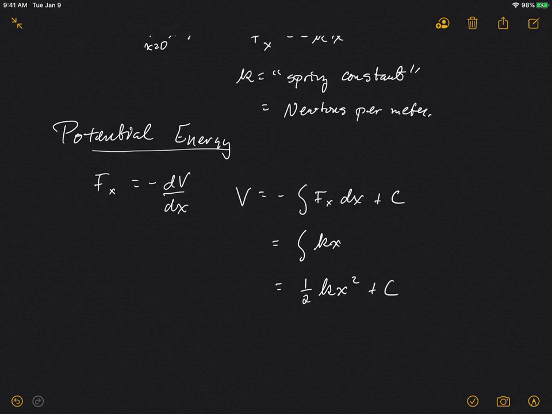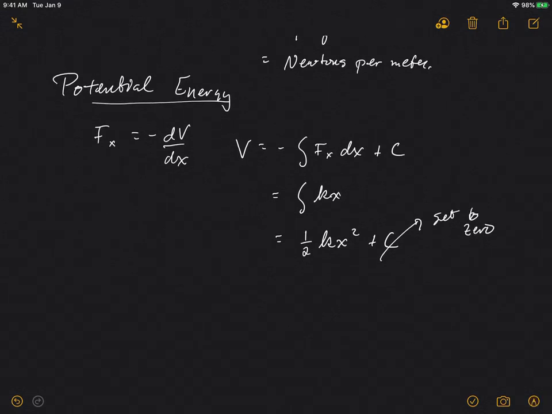But in this case, setting c equals 0 is a reasonable minimum, and that just corresponds to the potential energy being 0 at x equals 0. So we can set that to 0, and that's our potential. And of course, we can keep track of that and see if later this choice of 0 causes us problems somehow.